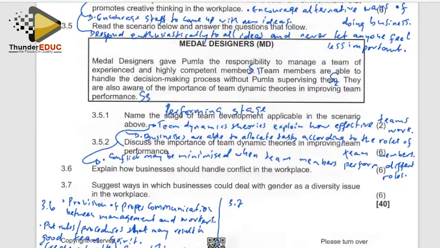So now 3.7 says suggest ways in which businesses could deal with gender as a diversity issue in the workplace. Women should be employed to comply with the Employment Equity Act as well. Also, targets may be set for gender equity in the business. Also, new appointments should be based on skills and ability. Okay, right.